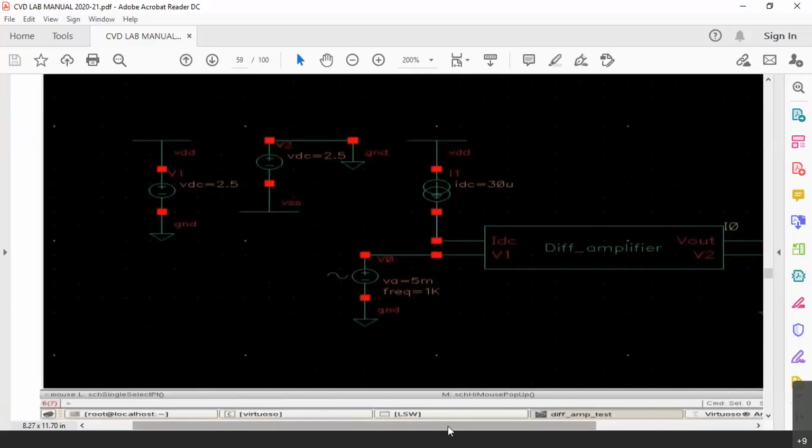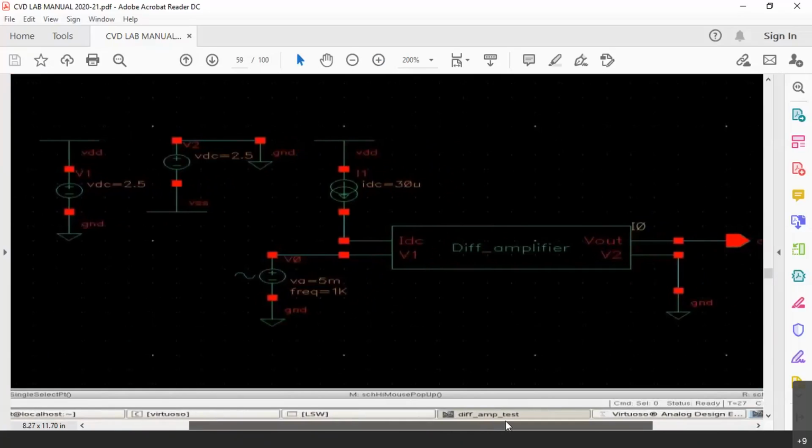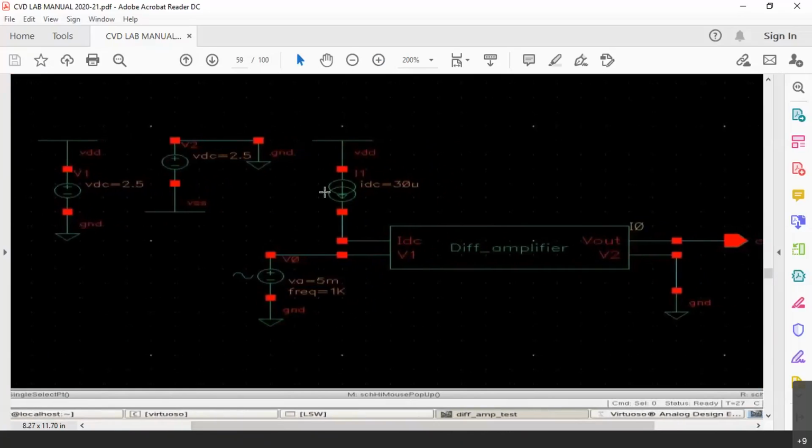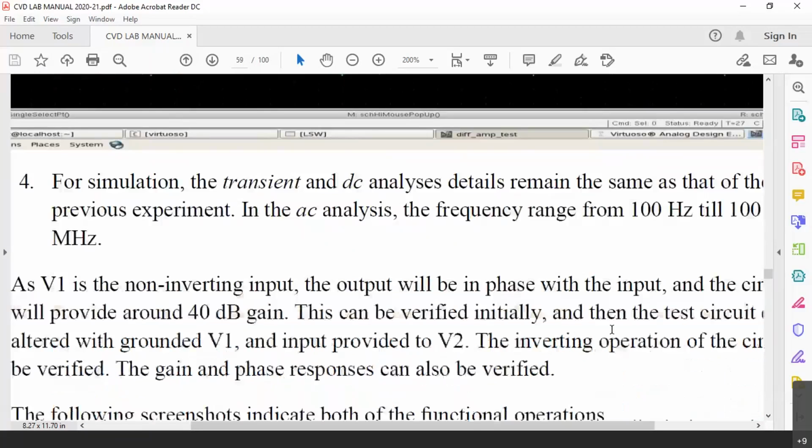Now you can see it clearly. To the same differential amplifier, you can connect the supply voltage and you can connect 30 microampere to the IDC pin. And you can connect a sinusoidal input wave to V1. V1 is now the non-inverting input. And you can connect a ground to the inverting input. V2 is the inverting input for our present configuration.